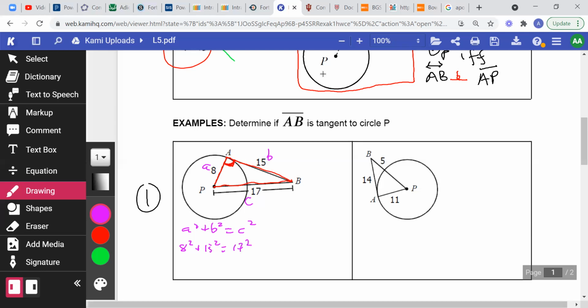What is 8 squared? Aiden? 64. What is 15 squared? Aiden, 15 squared. 225. Okay, 225.